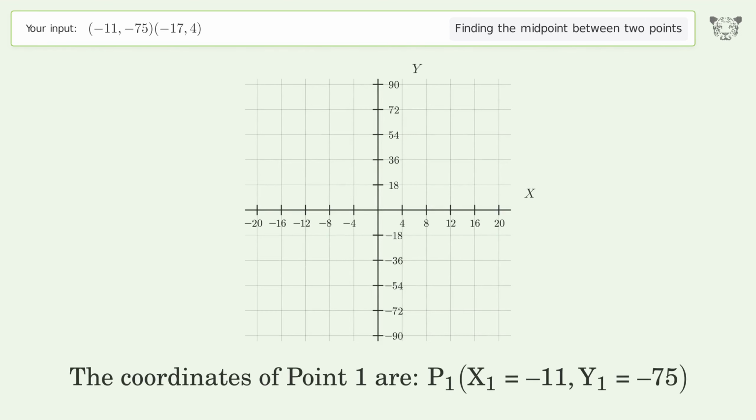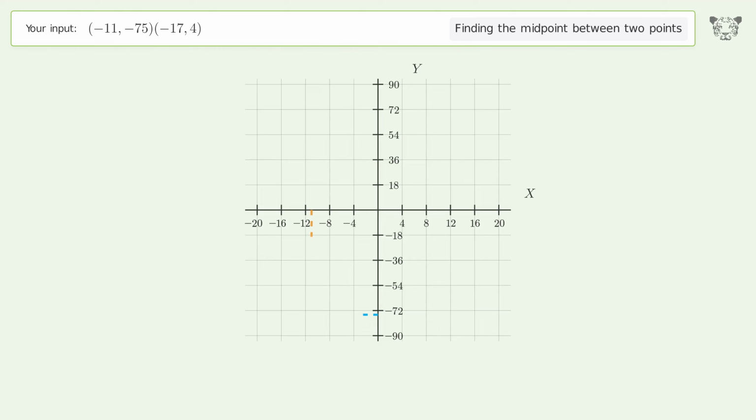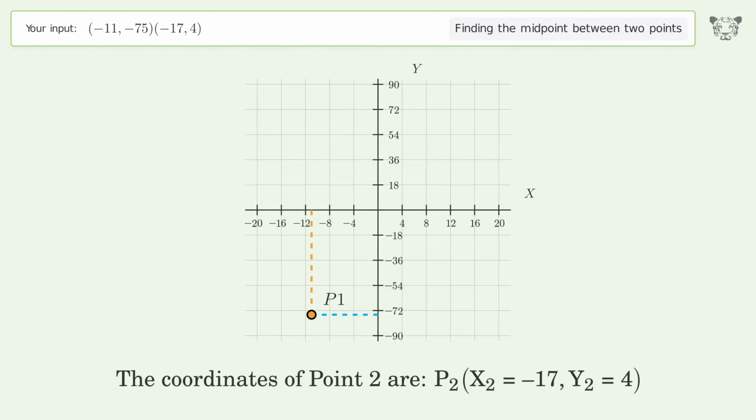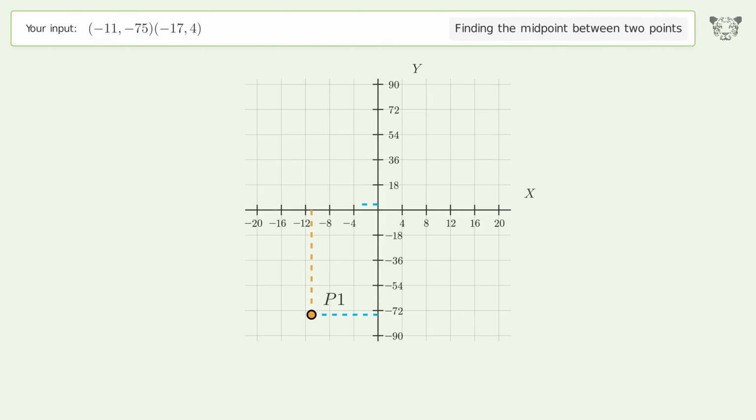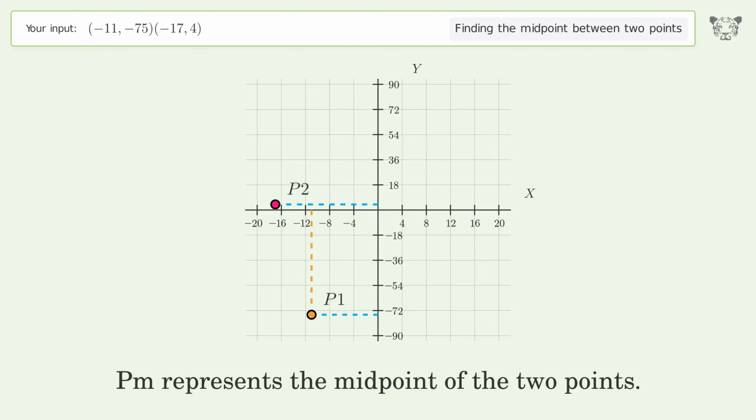The coordinates of point 1 are, x1 equals -11, y1 equals -75. The coordinates of point 2 are, x2 equals -17, y2 equals 4. PM represents the midpoint of the 2 points.